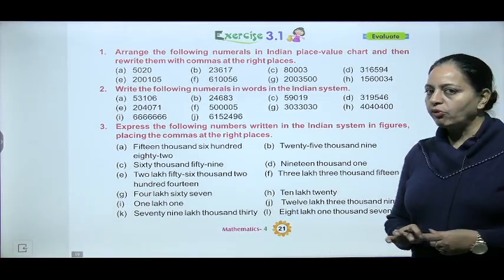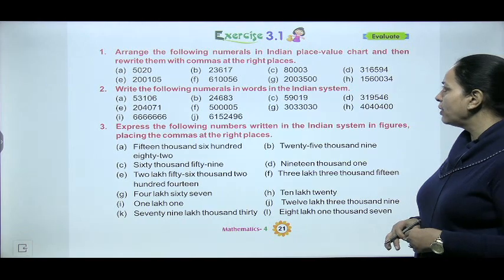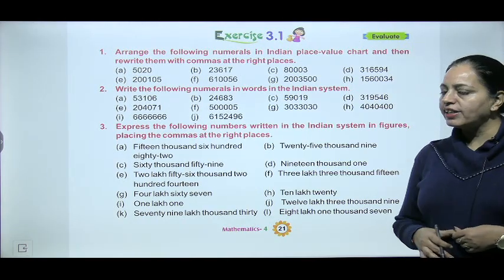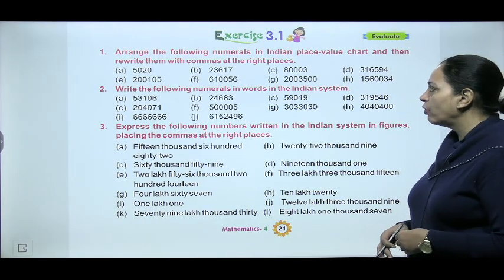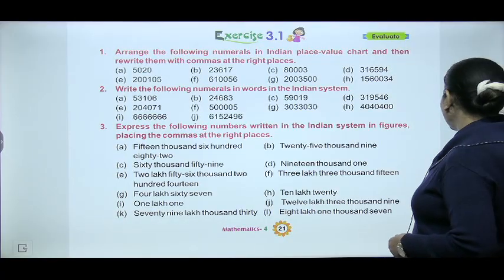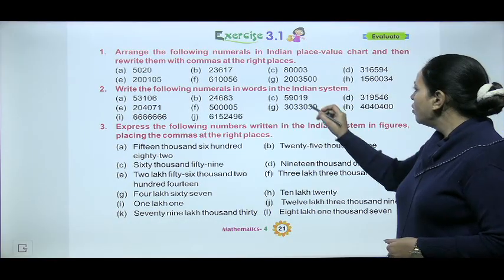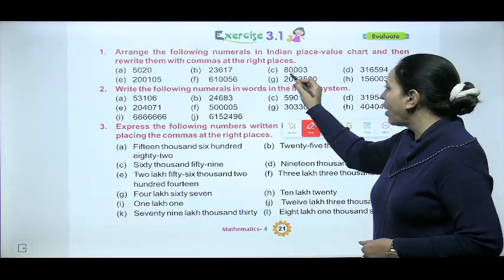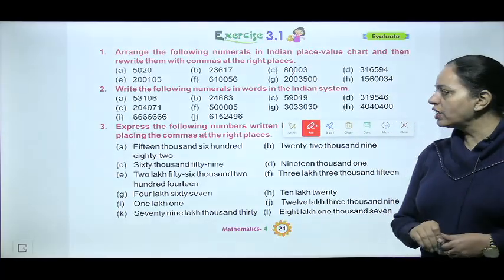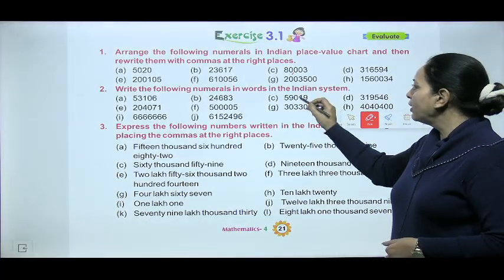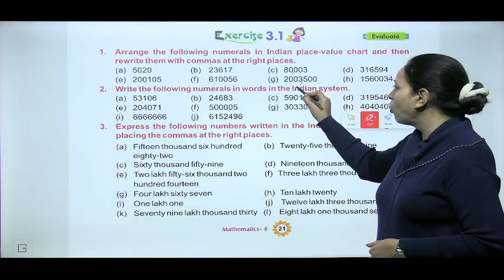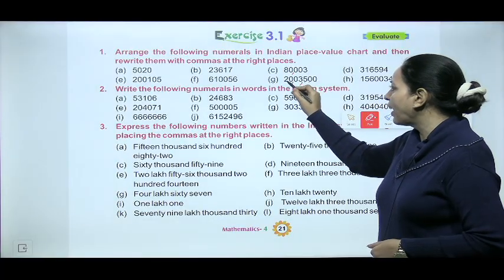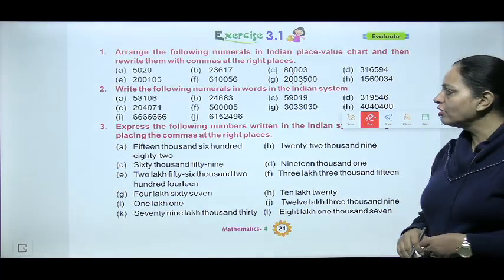The first, arrange the following numerals in Indian place value chart and then rewrite them with commas at the right places. So like C part, so here ones, tens, hundred, comma, so 80,000 3. Okay. Similarly, ones, tens, hundred, comma, 1,000, 10,000, lakh, 10 lakh. So like this you can do.